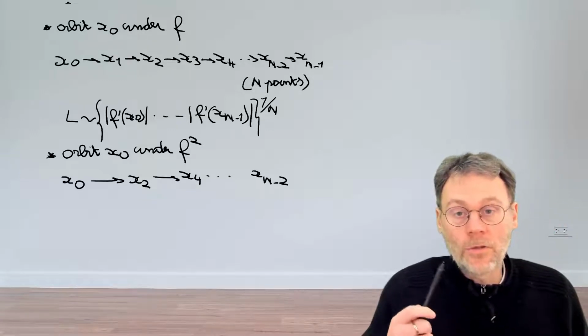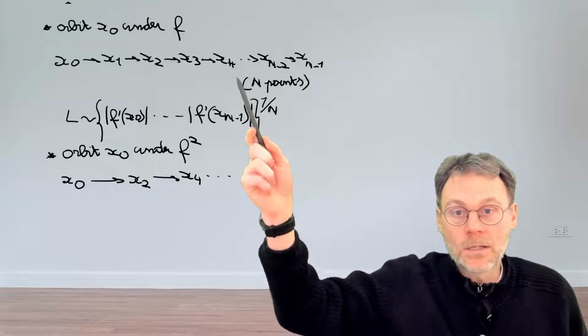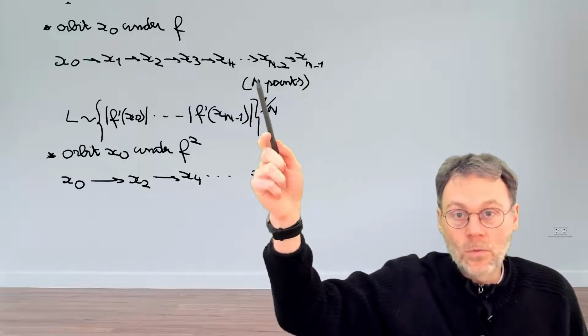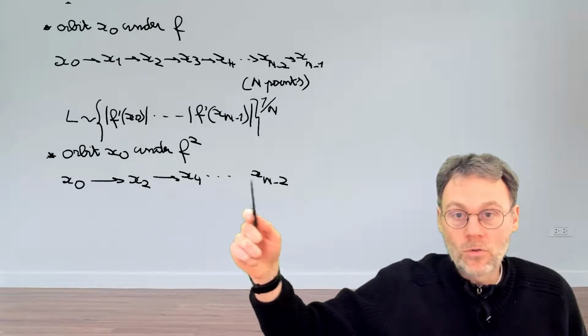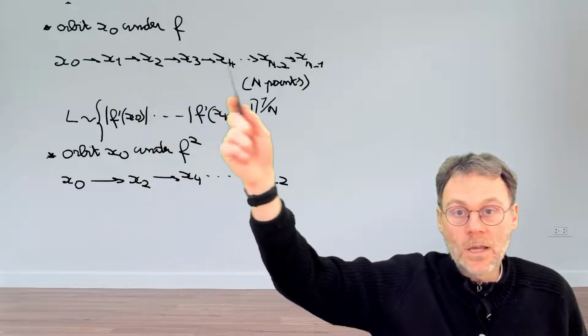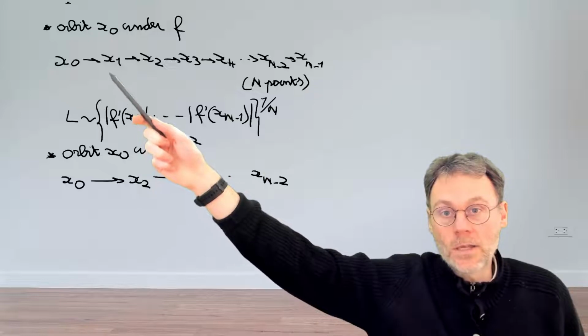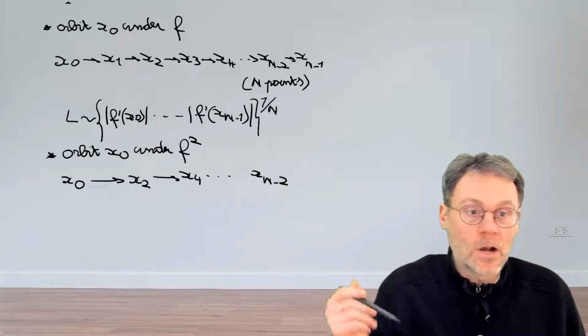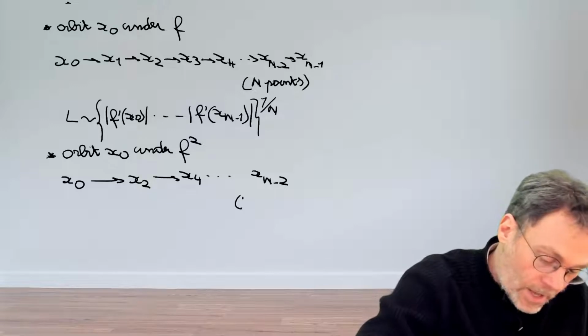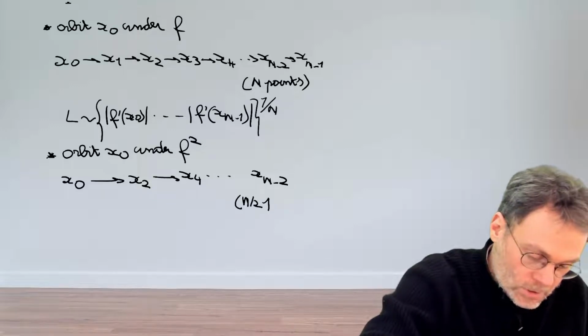Now, without loss of generality, we're going to say that this n here that we considered was an even number. So in this case, how many points do we have here? We have the same number of points here, but we always skip the odd one that's coming after it. So basically, in our case now, we have n over 2 points in our orbit.